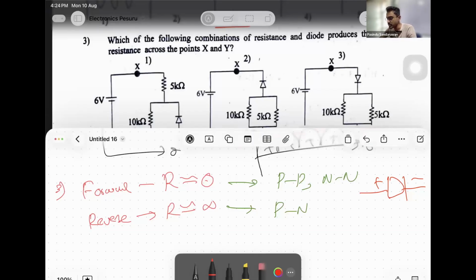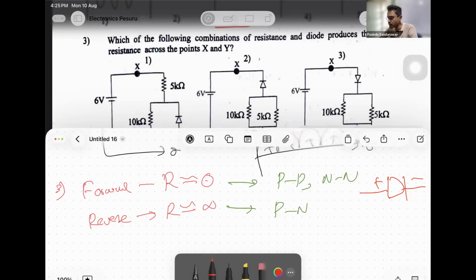Right? So about the resistance question using diodes. These are the theory parts. If a diode is forward biased, R is very less, so we consider it as zero, approximately zero when it comes to calculations. And when a diode is reverse biased, R is very high, so we consider it as infinite for calculations.